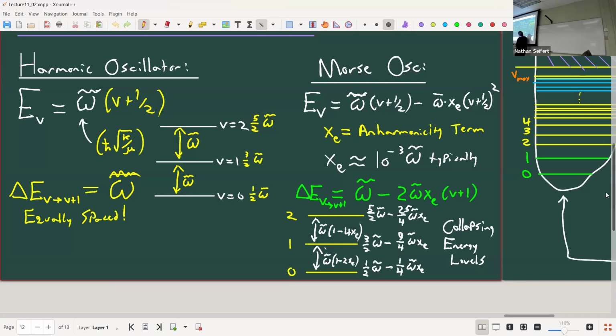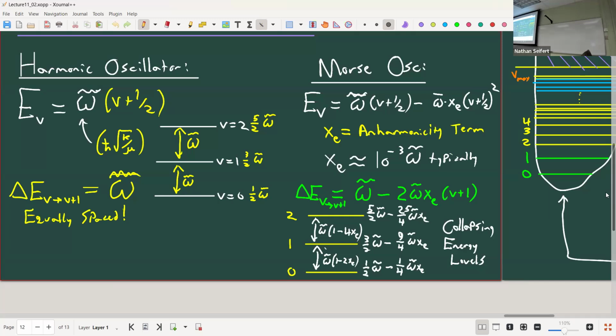The first level is at 1/2 omega minus 1/4 omega xe. And the next one's at 3/2, these are each separated by omega roughly, 1/2, 3/2, 5/2. But the difference between them is getting smaller. This difference is 9/4 minus 1/4 in the correction. That's 8/4, that's 2 times this. And here's 25 minus 9 over 4, that's 16/4. That's 4 omega xe. So the spacings are getting smaller as you go up in energy.